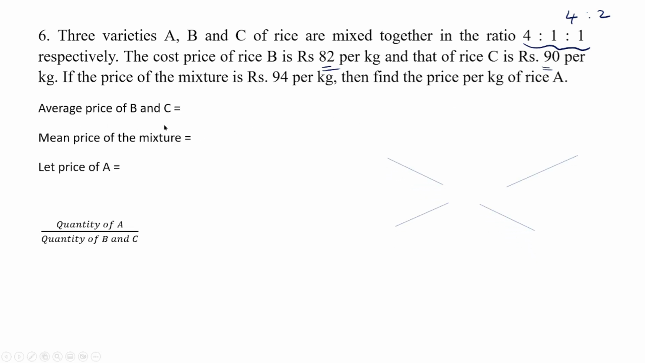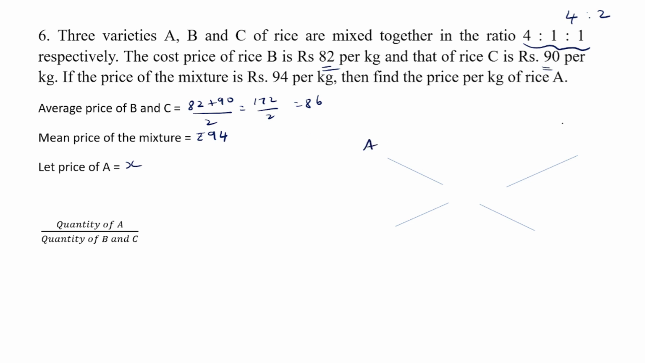So we have the average price of B and C. It is given by (82 plus 90) divided by 2. So it is 172 by 2, which is 86. Then the mean price of the mixture is given as rupees 94. Let the price of A be X.